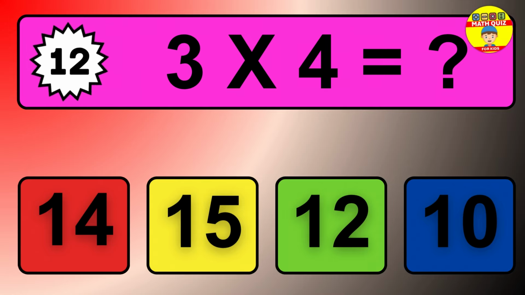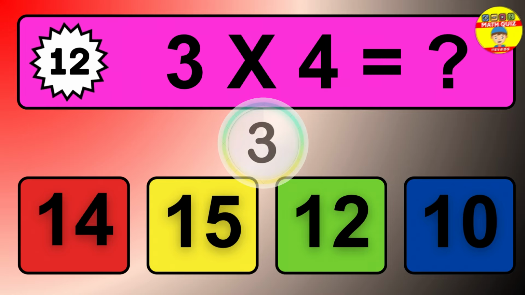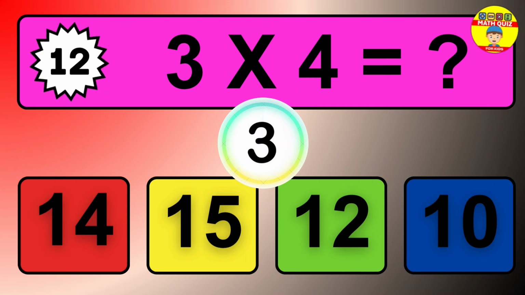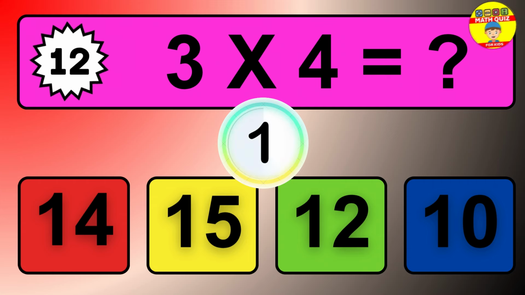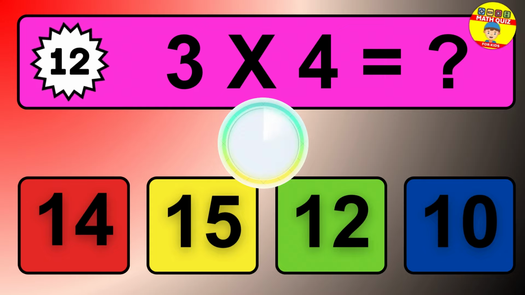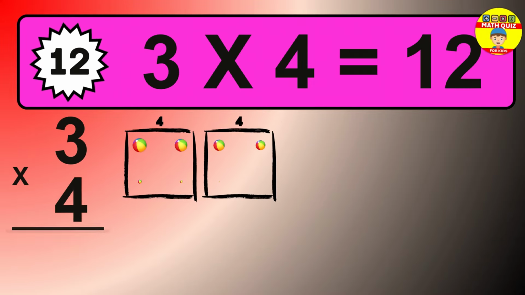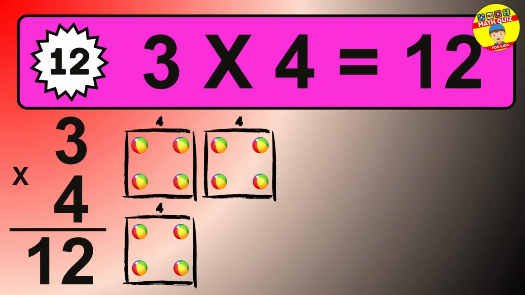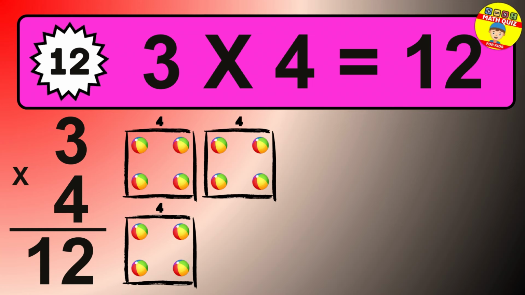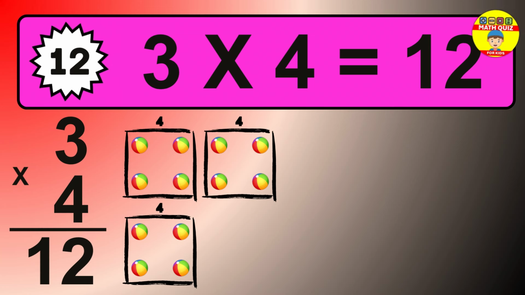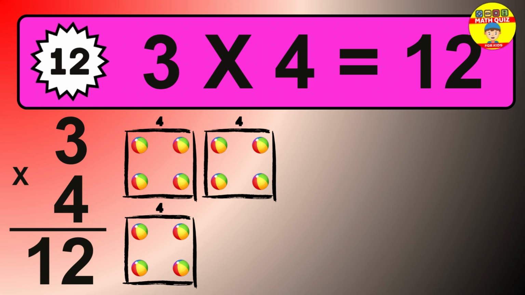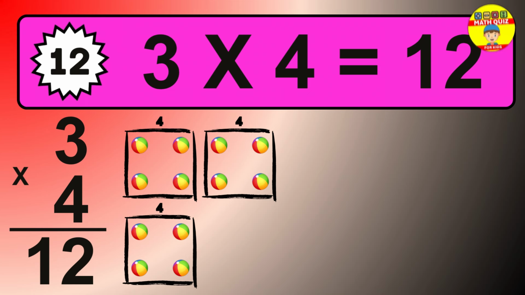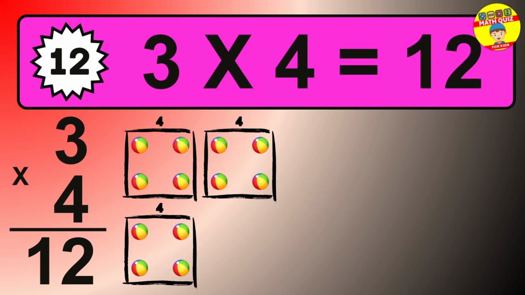Question 12. 3 times 4 equals what? So the answer is 3 times 4 is 12. To calculate, we have 3 groups with 4 balls each one. So how many balls do we have? 12 balls.